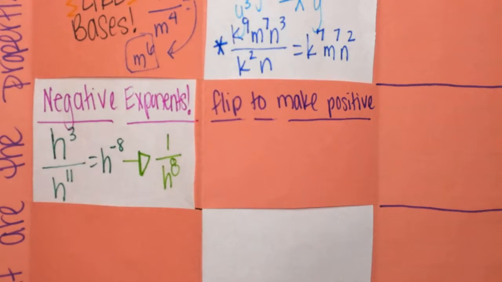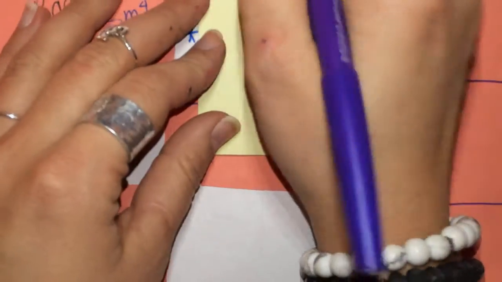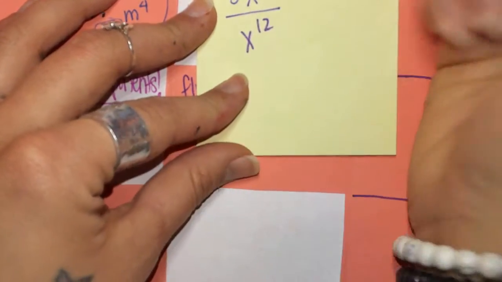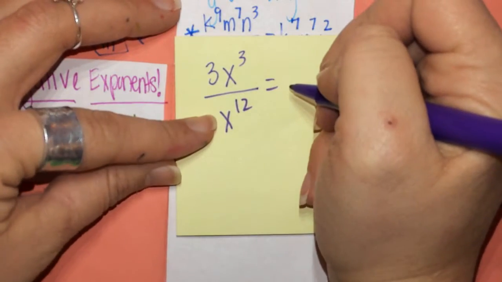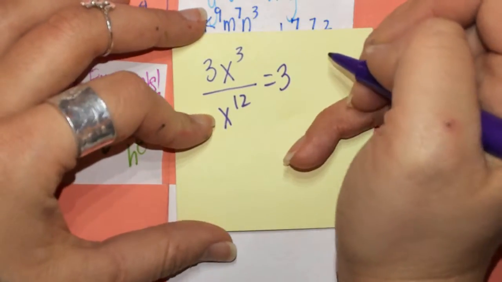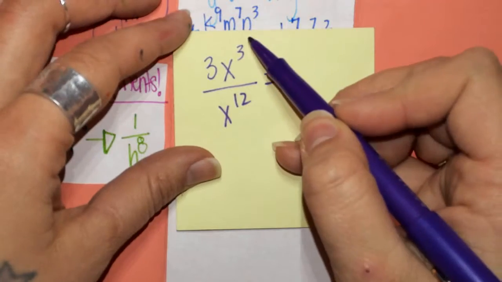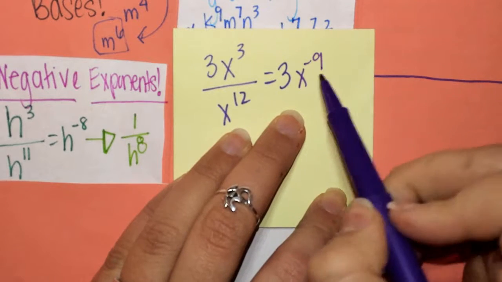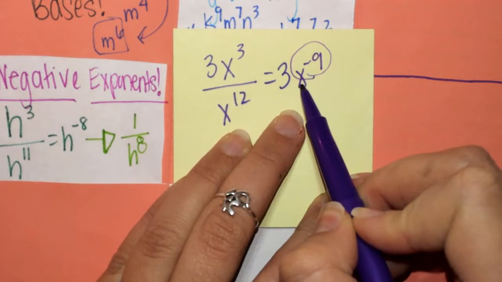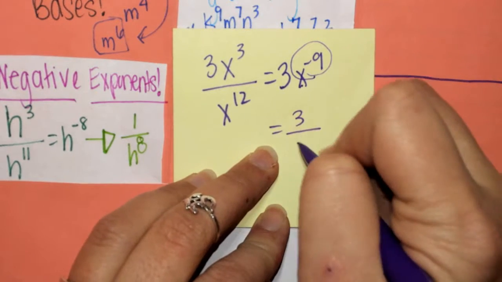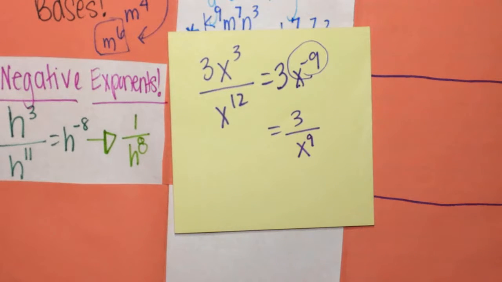So if I said, for example, everybody just watch, 3x cubed divided by x to the 12th. What's 3 divided by 1? Let's try it again. What's 3 divided by 1? There we go. We would subtract those. So what's 3 minus 12? Negative 9. Now, is this negative exponent on the x, or is it on the 3? It's only on the x. So you only flip the x and move it to the bottom. That's it. You leave it like that, and that's your answer. Boom, you're done.